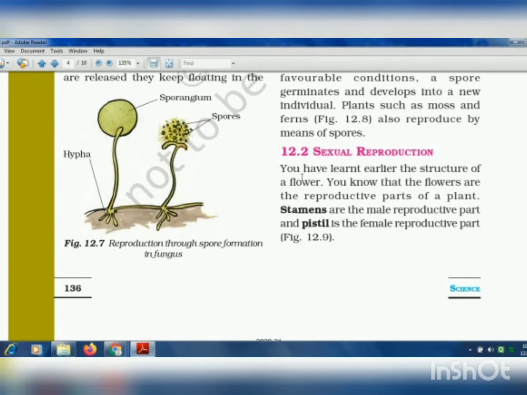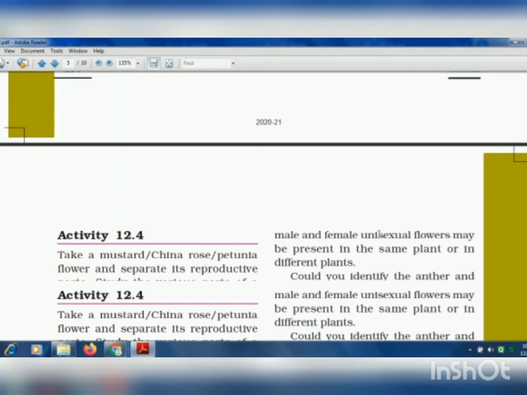Now here in this chapter we will learn what a stamen is, what a pistil is, and what they do in a flower. We'll be studying all these things in detail. It is important to remember that we studied at the start of this chapter that flowers are the reproductive parts of a plant. Now, stamens are the male reproductive part and pistil is the female reproductive part.